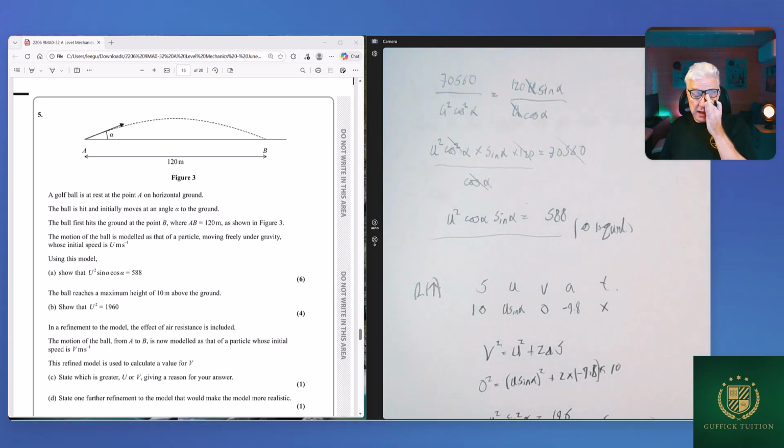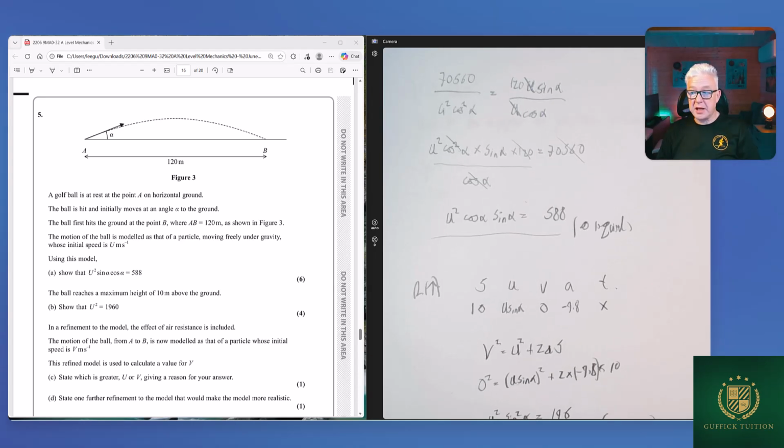Quite an advanced idea, when you've got these show that questions in projectiles, but that's your usual approach, okay? Resolve vertically, resolve horizontally, get 2 equations, and very often eliminate t. Part B, the ball reaches a maximum height of 10 meters above the ground. Show that u squared is 1960.